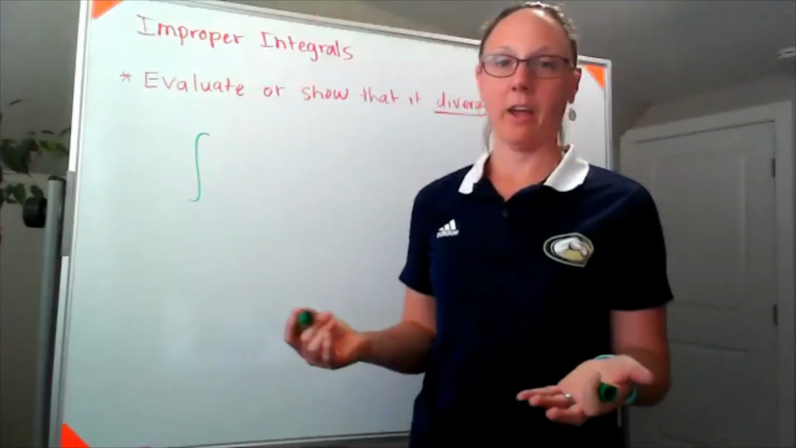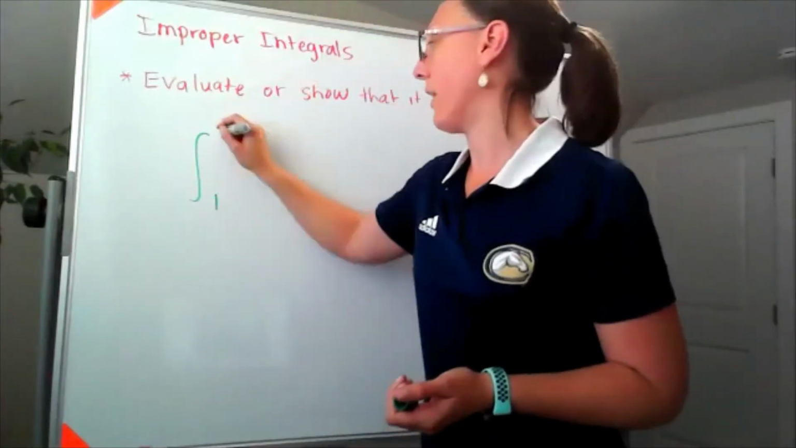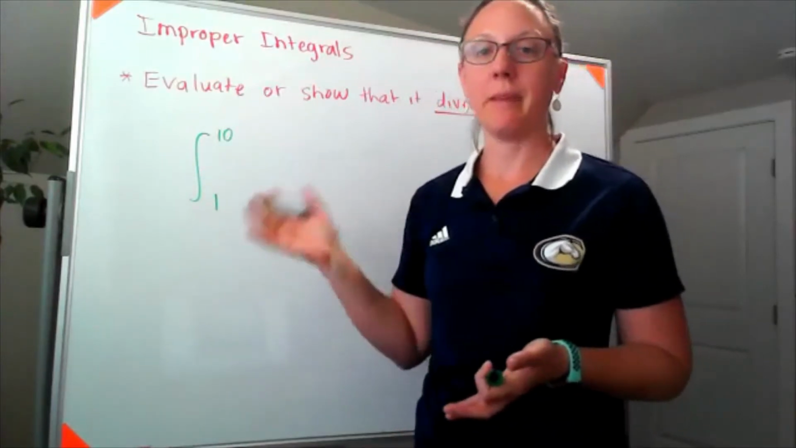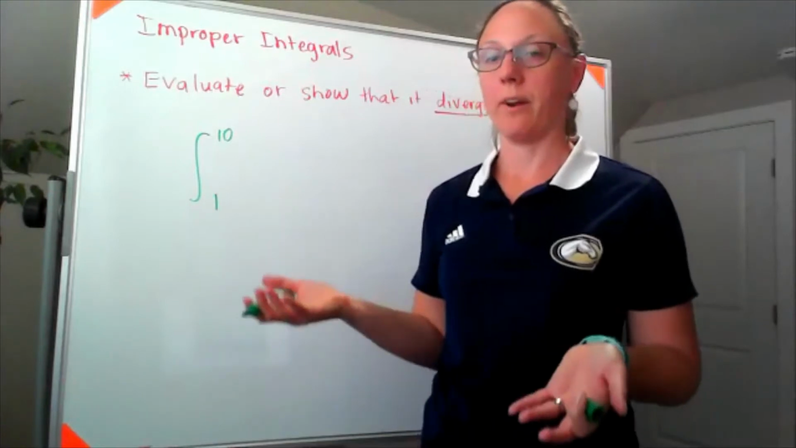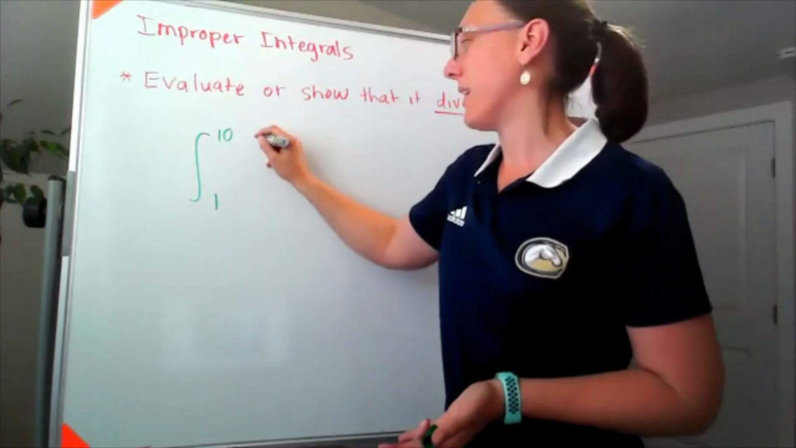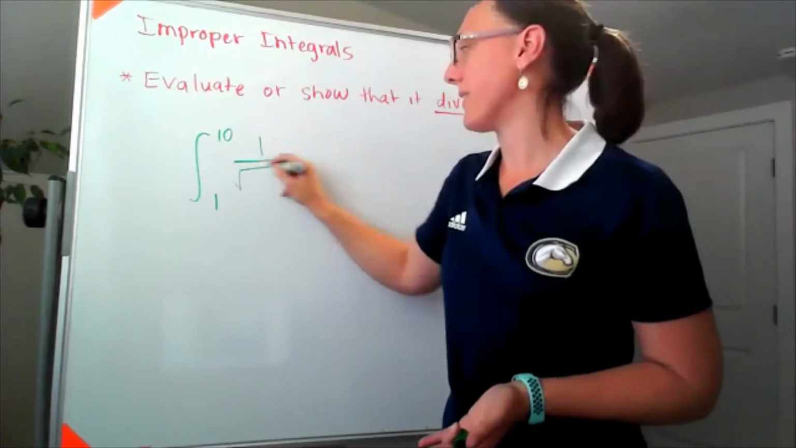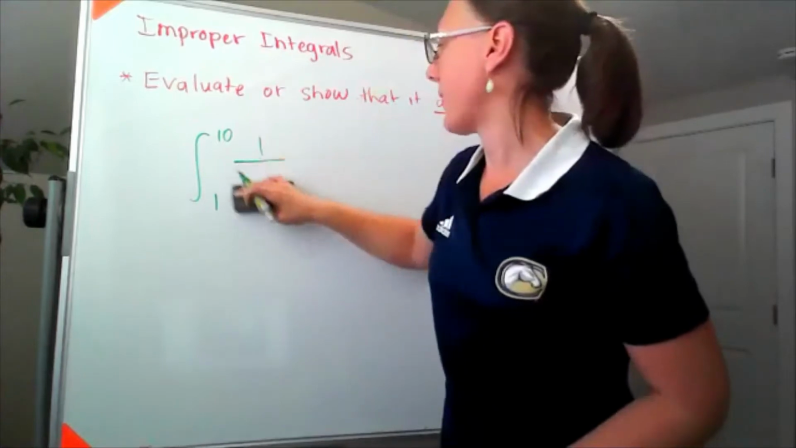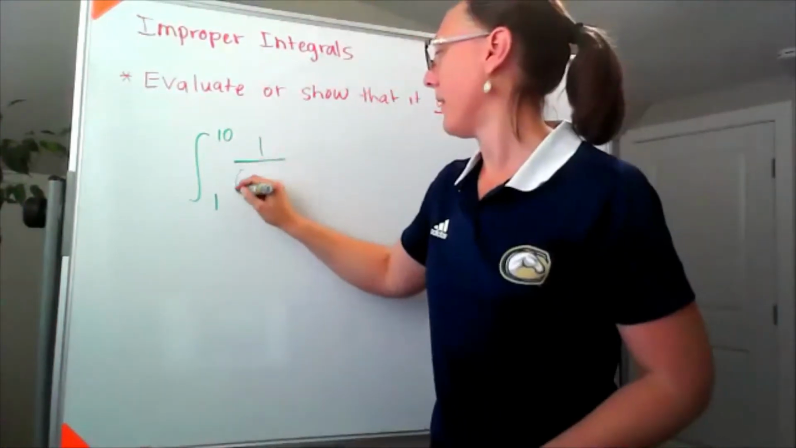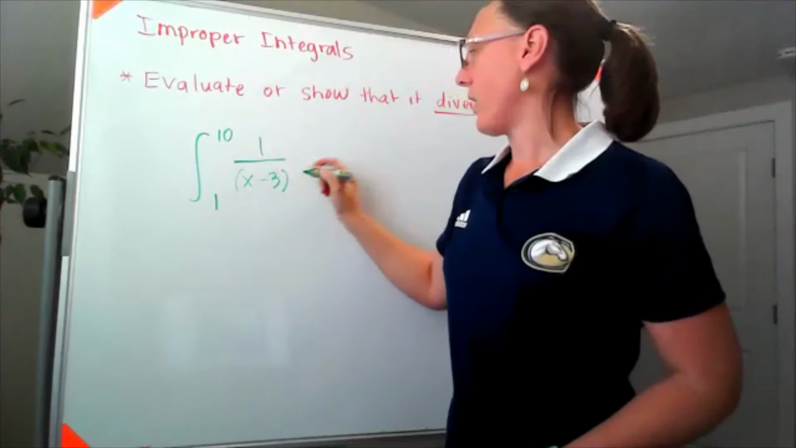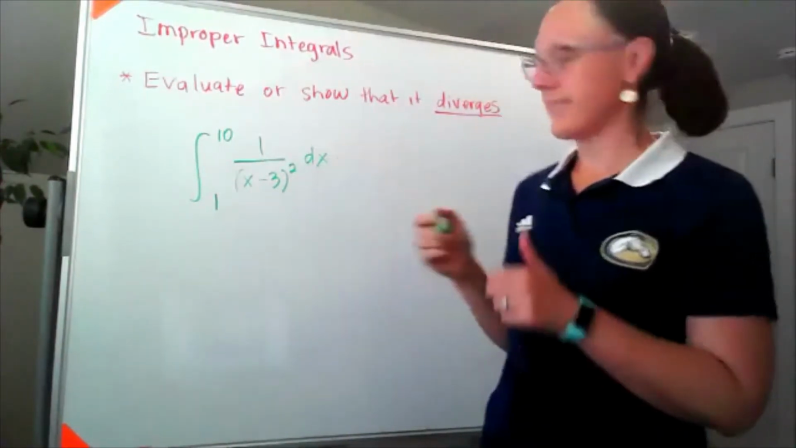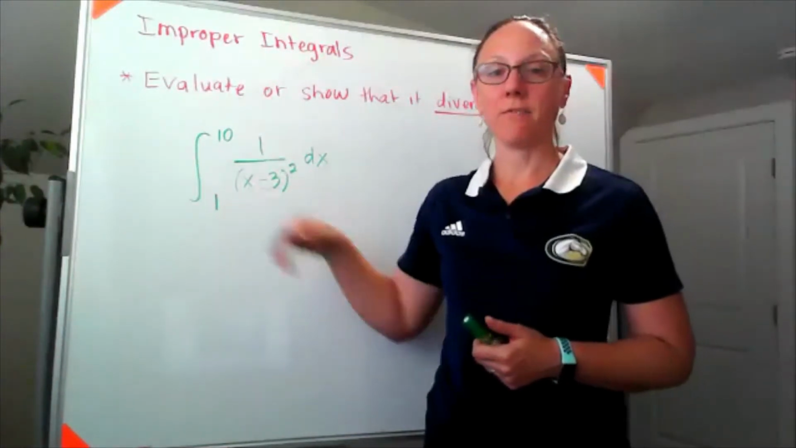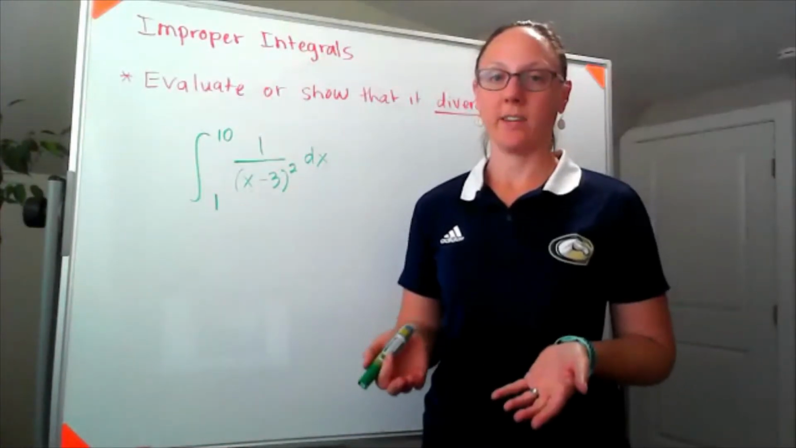let's say that I have the integral from 1 to 10. So neither of those limits are infinite, so I wouldn't immediately be thinking about it as an improper integral. But if I then came in and did 1 over x minus 3 squared dx. So here, neither of the limits are infinite, but this function is undefined when x equals 3.